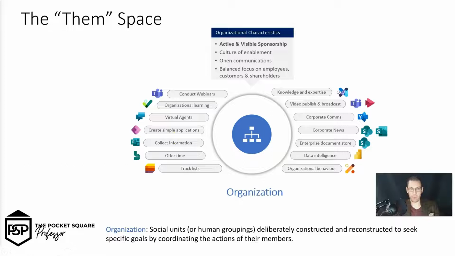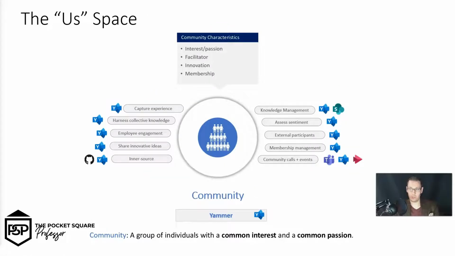Well, let's jump over into the last space here, which we call the us space. Now, if you look at it here, I don't see any Outlook on here. So what the heck? How am I supposed to get this information? Am I supposed to email it out to everybody?